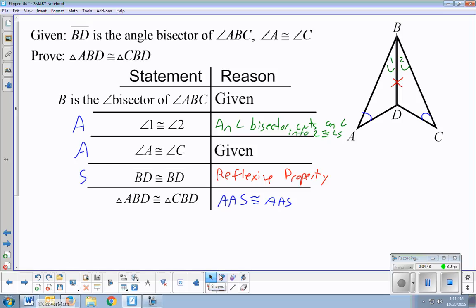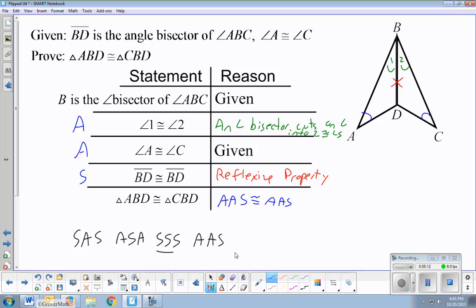One more is hypotenuse leg. But before we get to hypotenuse leg, notice that we have seen side, angle, side, and then we saw angle, side, angle. We saw side, side, side. We just now are seeing angle, angle, side. So what are the other possibilities? Well, first, we've seen three sides. Can we do three angles? Can you have angle, angle, angle congruent to angle, angle, angle and prove congruency?